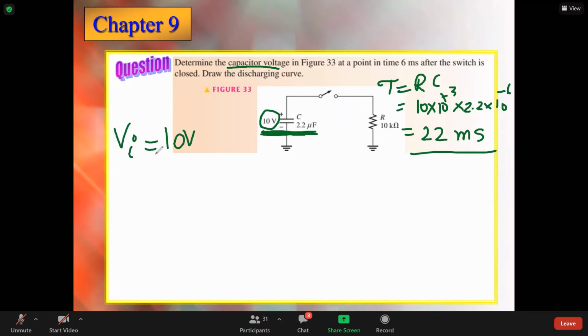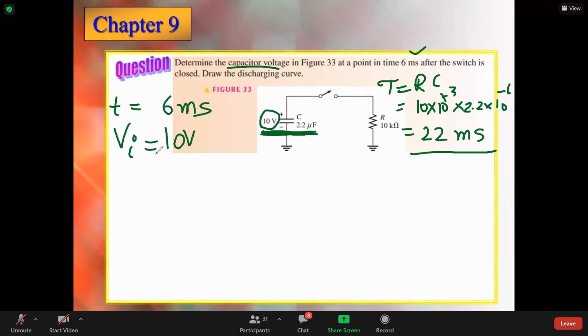Better to keep it in milliseconds because the other time is also in milliseconds. So we'll keep our calculation easy this way. All right, so what is given is the time, which is 6 milliseconds. They are asking how much it will discharge in 6 milliseconds as I close the switch. This is the question.